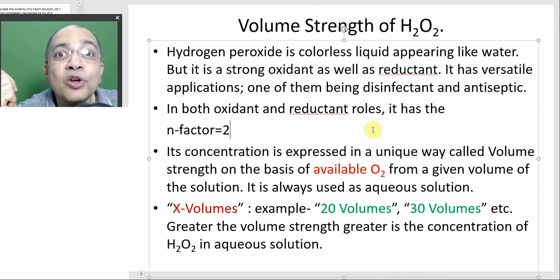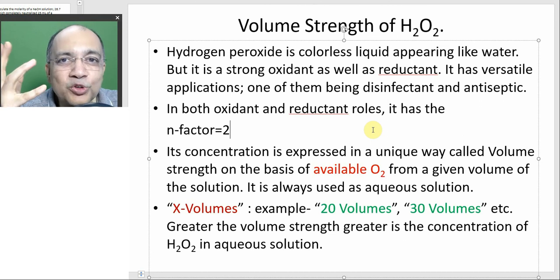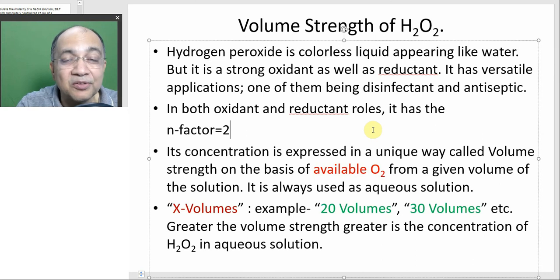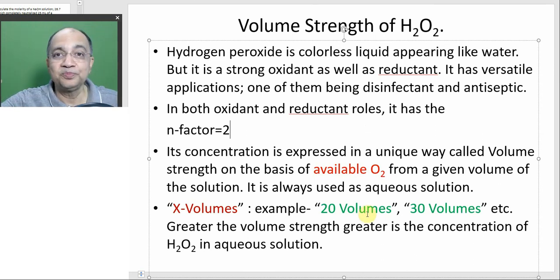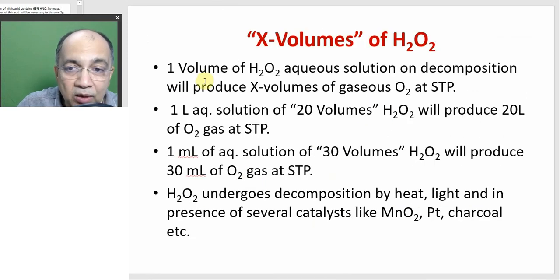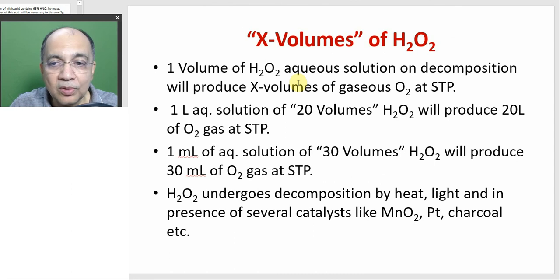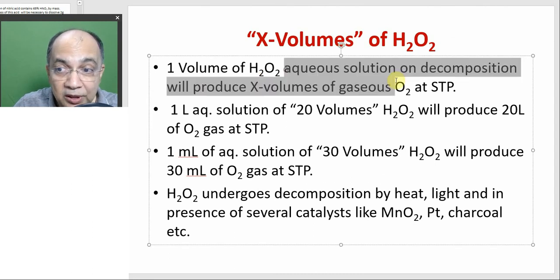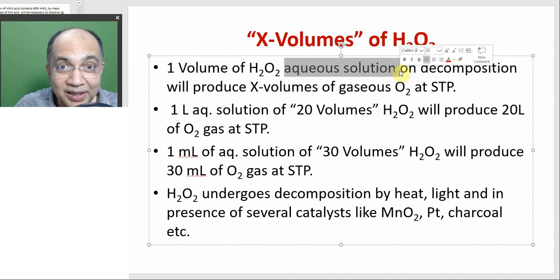So what is that called? X volumes. That is called the volume strength: X volumes, 20, 30, 40. What does it mean, 20 volumes? In another bottle you will find 30 volumes, which is more concentrated than the 20 volumes. So X volumes means 1 volume of aqueous solution of H2O2. I repeat, aqueous solution. This is not gaseous volume. There is always a confusion between gaseous volume and liquid volume. So this is liquid volume.